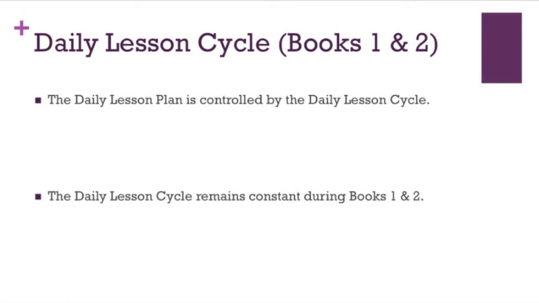Let's take a look at the daily lesson cycle, books 1 and 2. The daily lesson plan is controlled by the daily lesson cycle. Our goal in books 1 and 2 is to get up through lesson 35 as quickly as we can. If we're doing a lesson a day, 5 days a week, we're able to get through lesson 35 within the first 7 weeks of instruction.